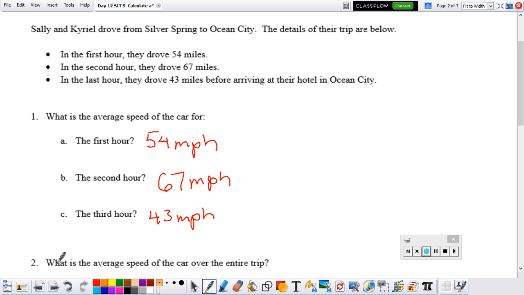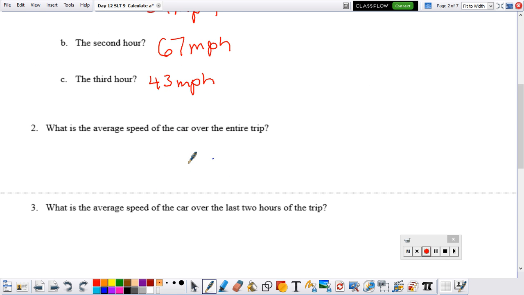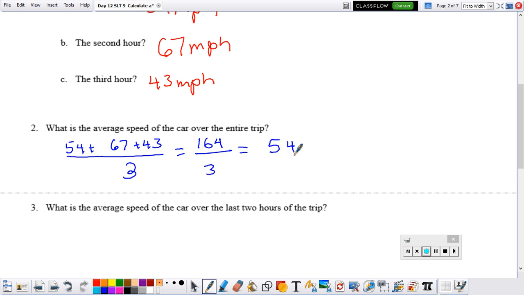So the next question is, what is the speed over their entire trip, the average speed? Well, to do that, we're going to need to add up what they traveled in the first, second, and third hour, and then divide that by 3. So if we add up, we find that wherever these people left, it was about 164 miles to Ocean City, which makes sense, over 3 hours. And if you divide that, you get 54.6 repeating. We'll make it 54.7 miles per hour. I forgot to mention, you can have a calculator out for this lesson because some of the computations are kind of tedious.